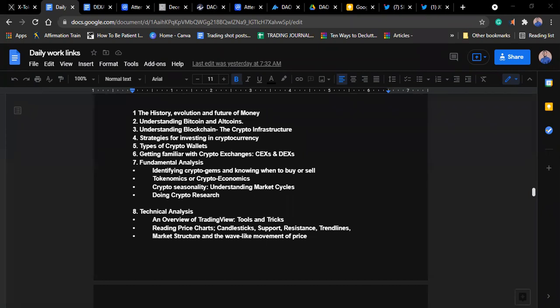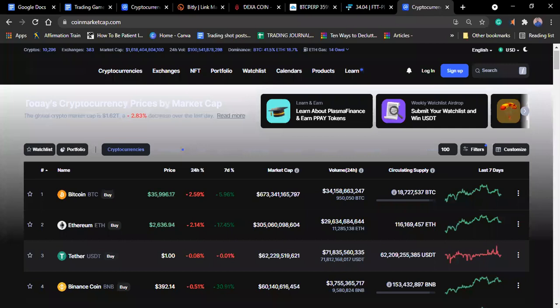I'm actually on CoinMarketCap. So can you see CoinMarketCap? Yeah, I can. coinmarketcap.com. It's up now.